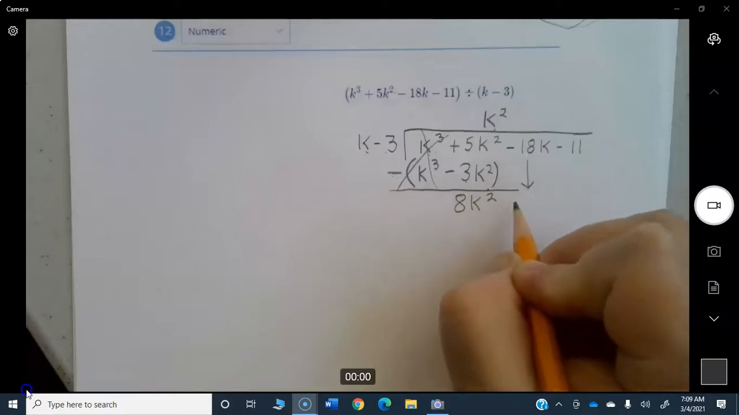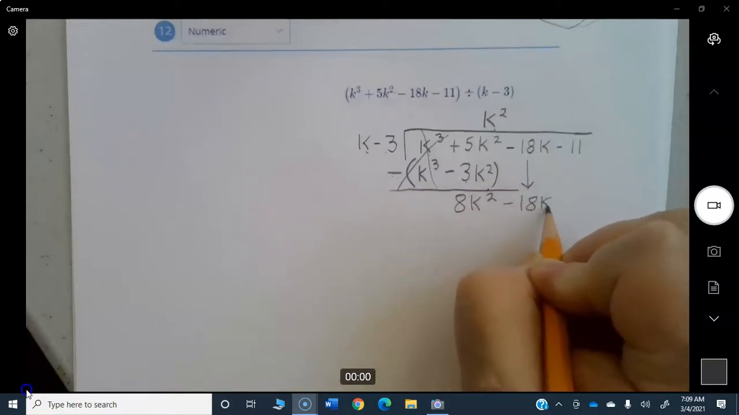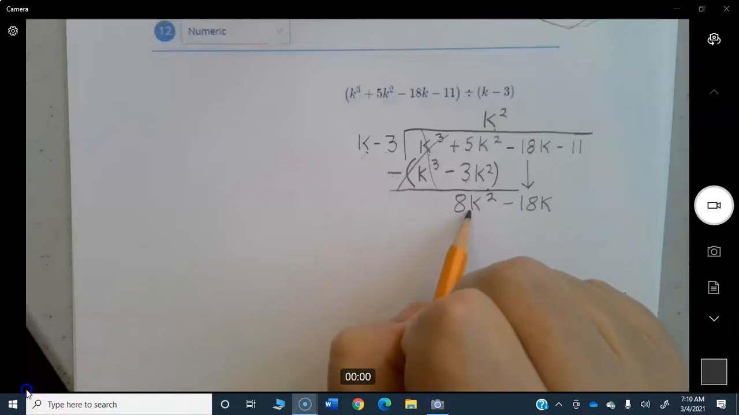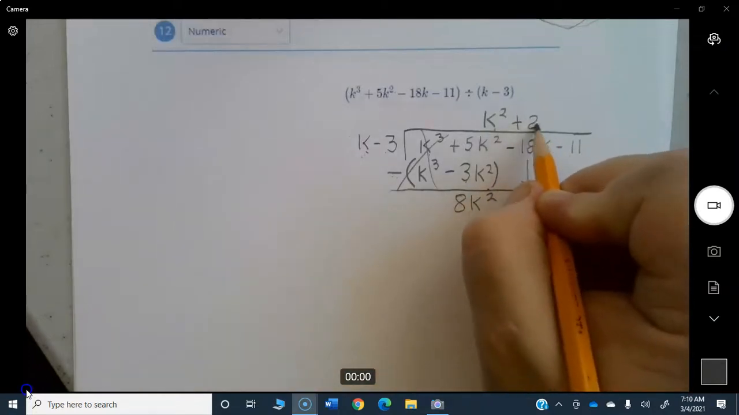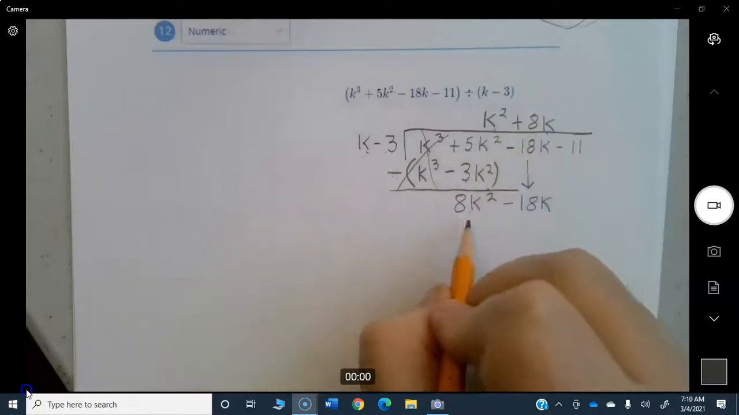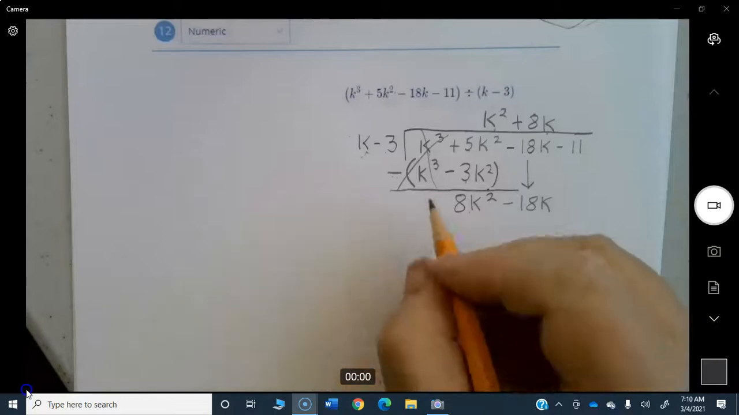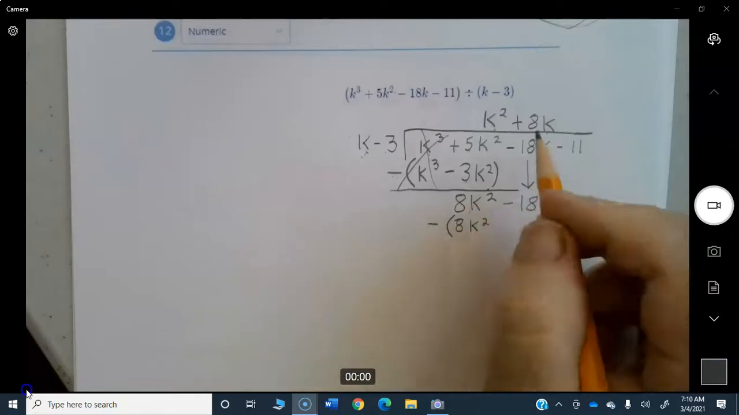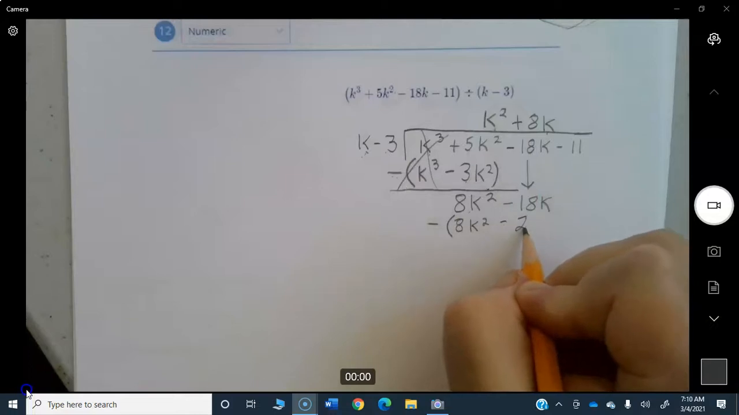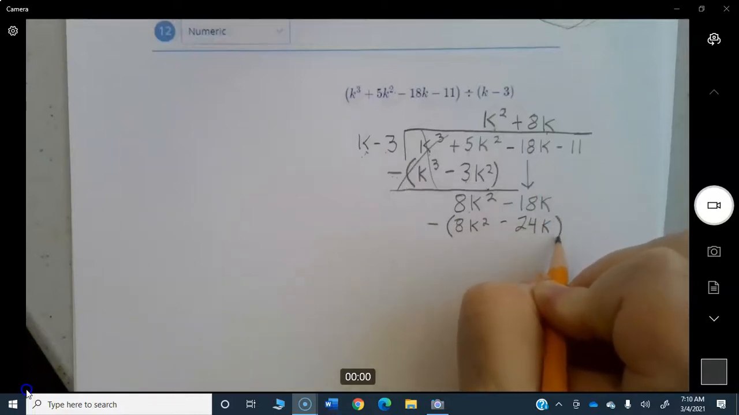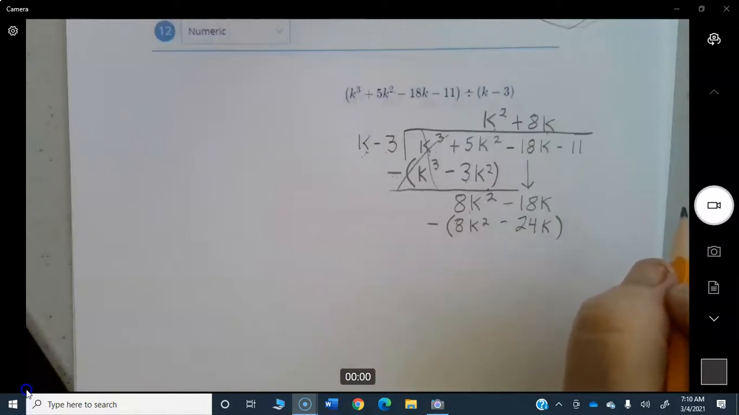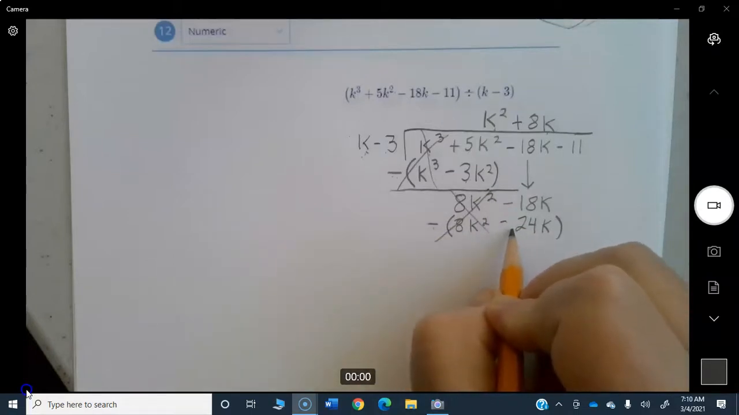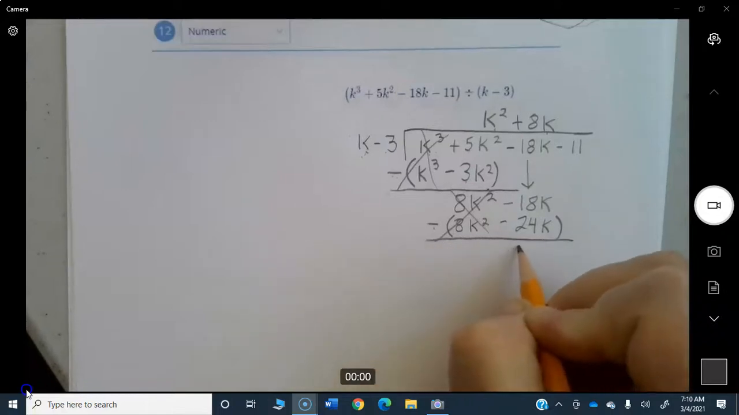And then we pull down the next term, which is minus 18k. And now we repeat the process. Go back to divide. What do you have to multiply k by to get 8k squared? Well, you've got to multiply it by an 8 and by another k. So 8k times k is 8k squared. So I'm going to write that here. And 8k times -3 is -24k. All right, and so now these two disappear, and then this becomes minus negative, so positive 24. So -18 plus 24 is going to get you to positive 6k.